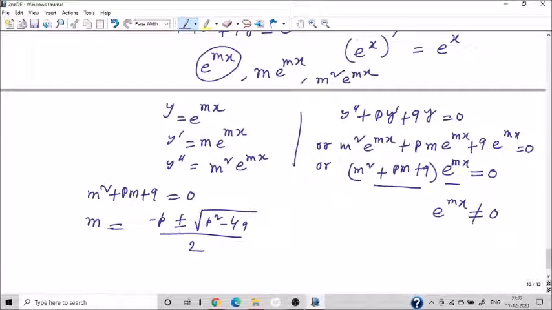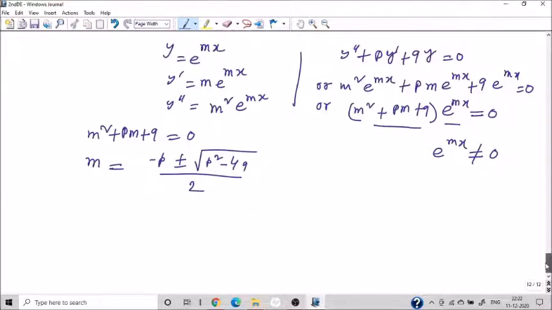so it will have two values of m, that is m1 is equal to minus p plus root over p square minus 4q by 2, and m2 is minus p minus root over p square minus 4q by 2. We will discuss different cases for different types of this m.